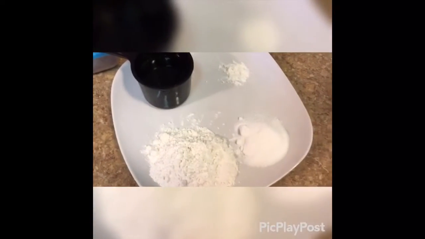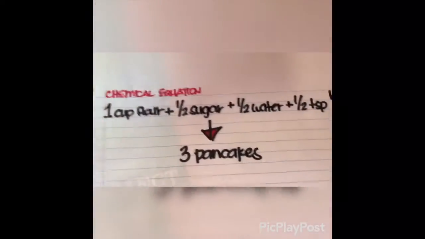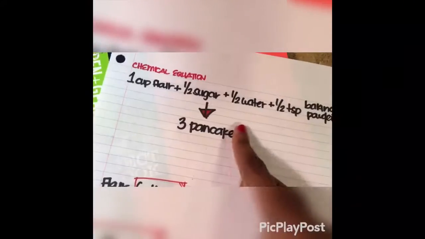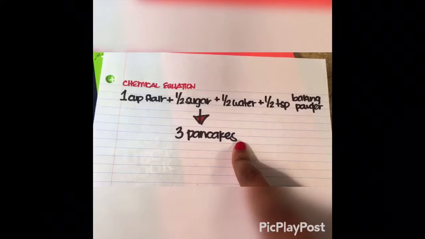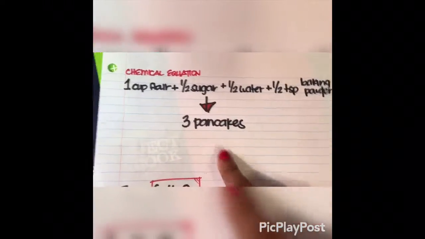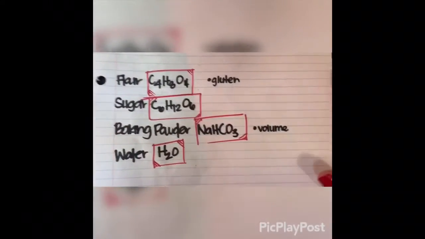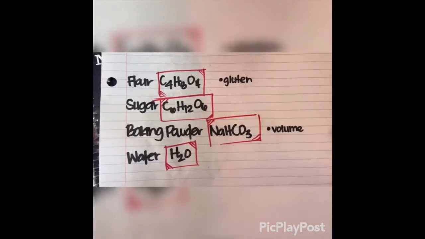Today we're going to be making pancakes, and to do that we're going to be using half a cup of flour, half a cup of sugar, half a cup of water, and half a tablespoon of baking powder. And over here we have the chemical equation with everything I just said, and it's going to make 3 pancakes as a reaction. And down here we have the chemical formulas for each ingredient.